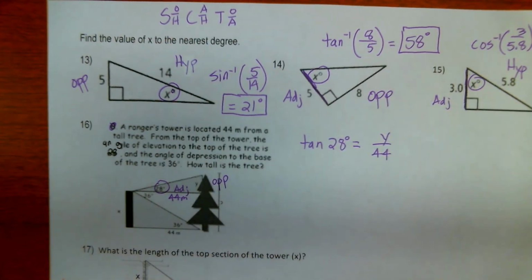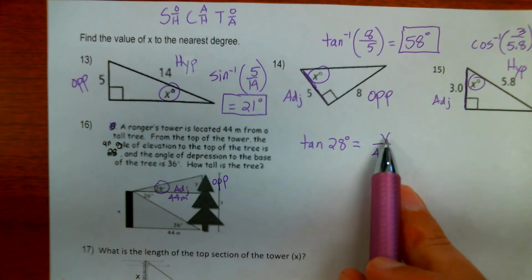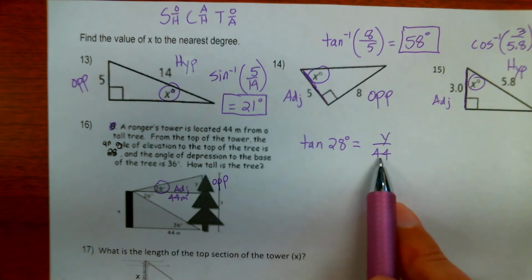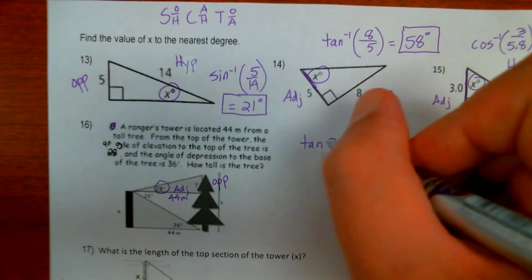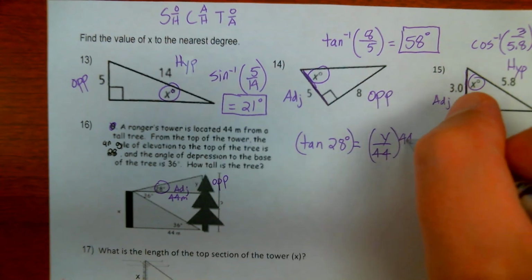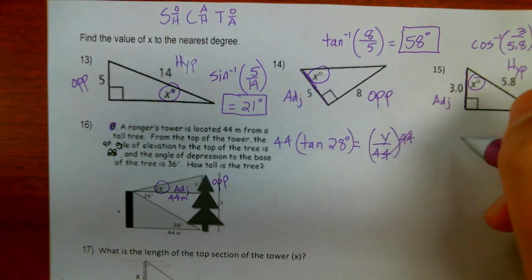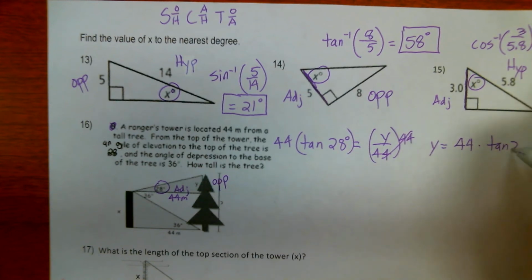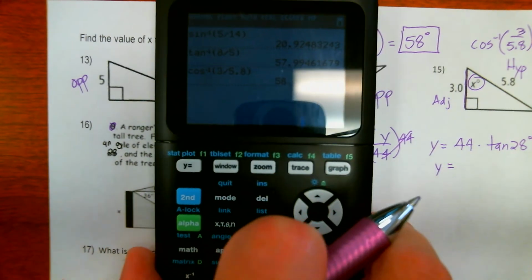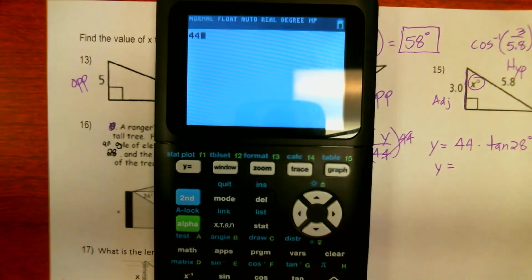Now where is the variable? The variable is on the top. So what do I do with these 2 things? I multiply both sides by 44. So y equals 44 times the tangent of 28. Type that into my calculator: 44 tangent of 28, I get 23.